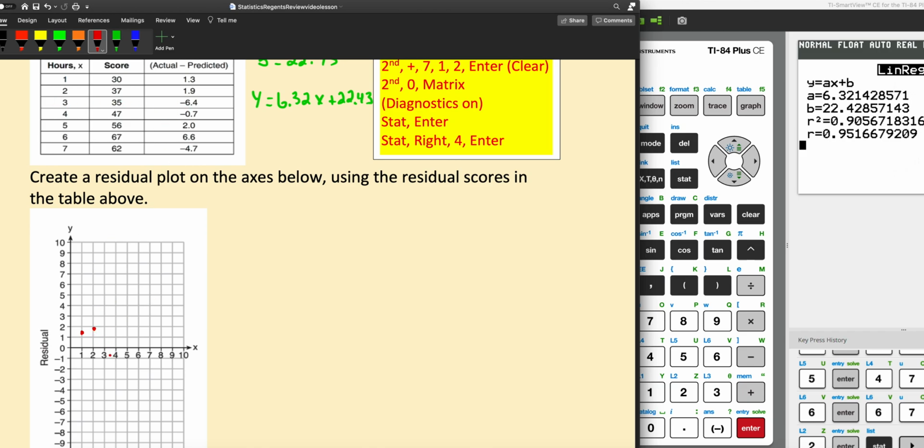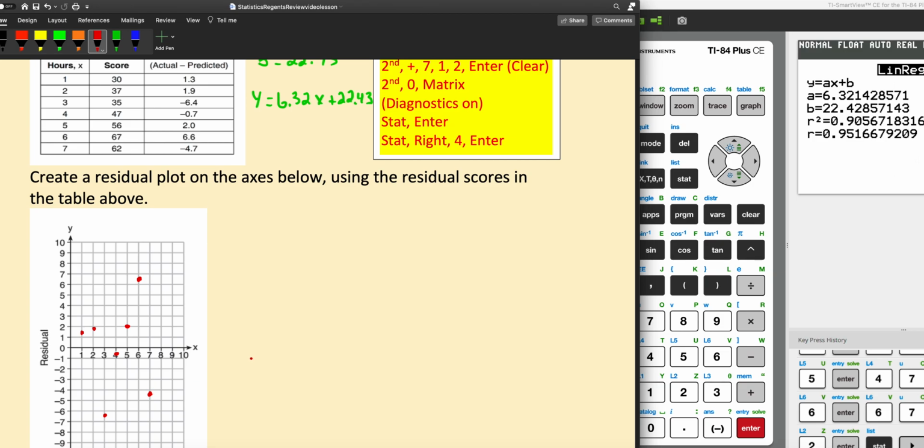3, negative 6.4. Over 3, down 6.4 is going to be right about here. Again, doesn't have to be perfect. 4, negative 0.7. So over 4, negative 0.7 is going to be right about here. 5, 2. So over 5, up 2. 6 and 6.6, which is going to be here. And finally, 7 and negative 4.7, which is going to be here.